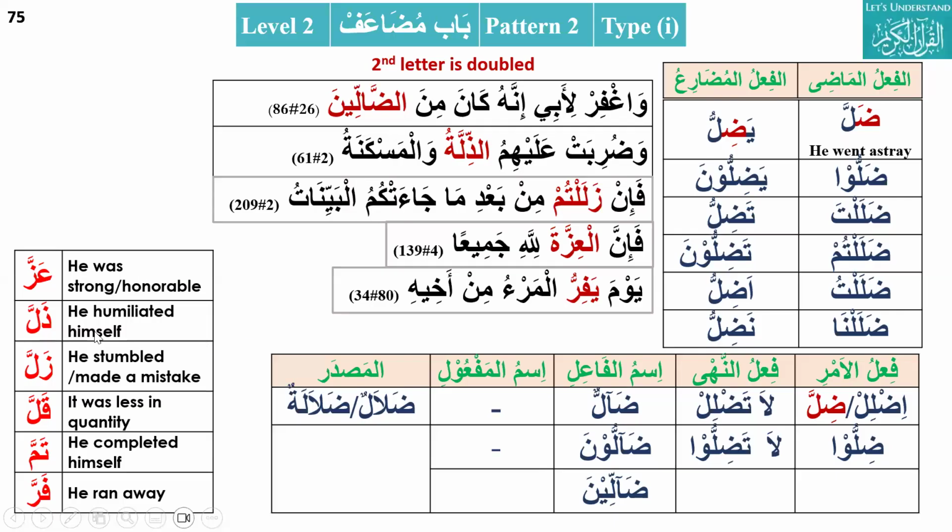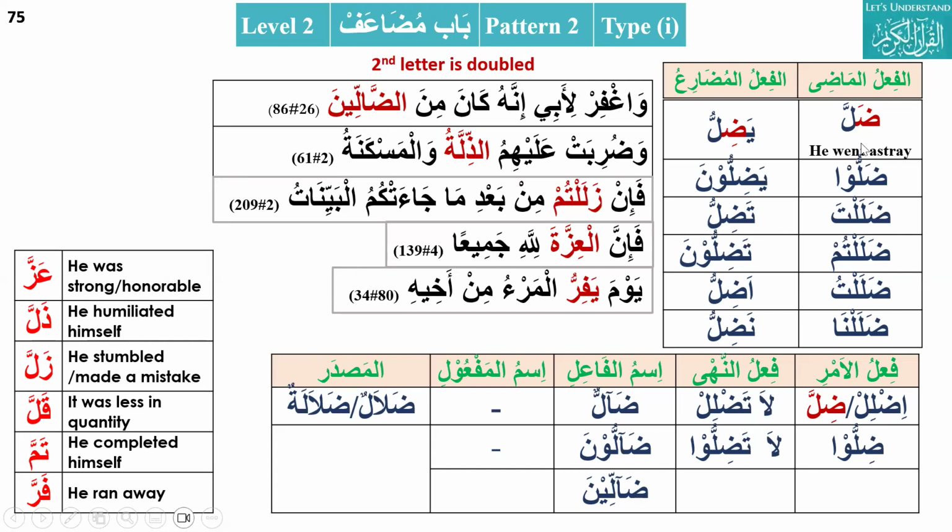Daluna, Dalina. Okay, and there is no maf'ul for this. And the word which doesn't have maf'ul, what is it called? Fi'l lazim. Very good. Okay, masdar will be? Masdar will be dalalah or dalalun. Okay, thank you. So again, here we have the verb, and they are used a lot.